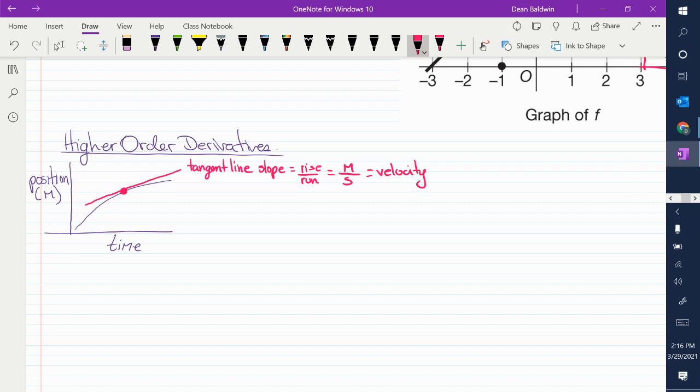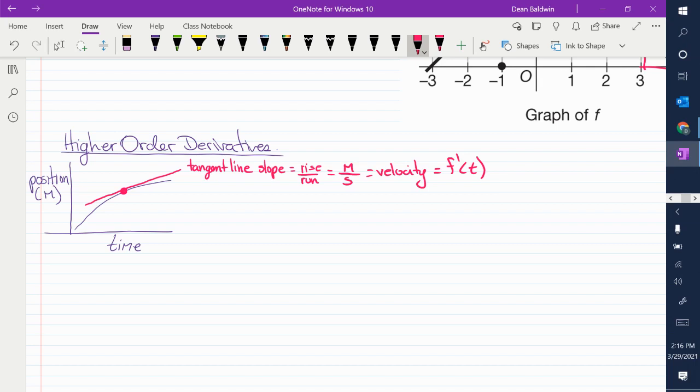And the slope of the tangent line in calculus is represented by the derivative. Therefore, the first derivative is the velocity function. Yes. So the first derivative represents the velocity function. Okay? It's meters per second.